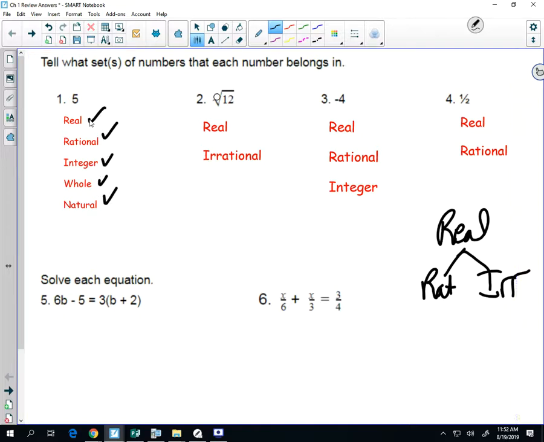Square root of 12 is a number that doesn't work out nicely. It doesn't have a pattern in its decimal and it doesn't ever stop. And so that is just going to be real and irrational. -4 is going to go all the way to integers, but whole numbers don't include negatives, and so that's why it's going to stop right there. And the last one, a fraction is going to be only real and rational. Okay? So you got to know those words, so please look them over.